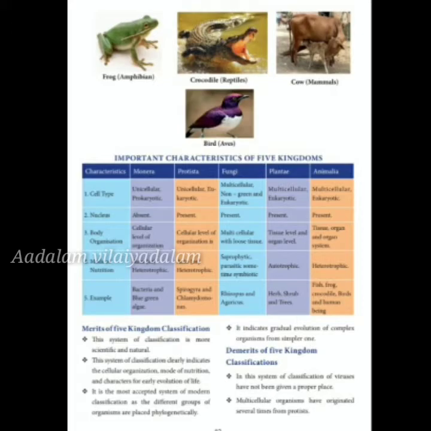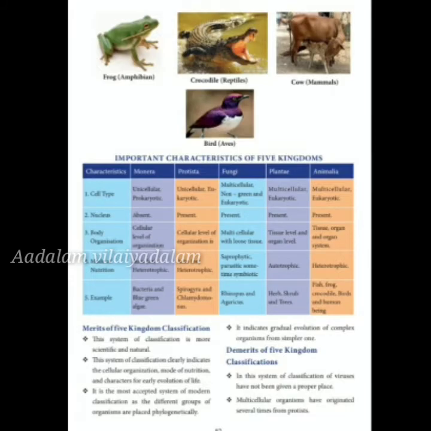Now, important characteristics of five kingdoms. Go through this tabular column. It is based on the characteristics such as cell type, nucleus, body organization, mode of nutrition. Example. These are the five kingdoms classified: Monera, Protista, Fungi, Plantae, Animalia. These are the merits of the five kingdom classification and demerits of the five kingdom classification.